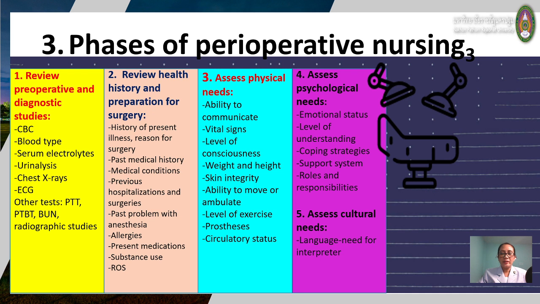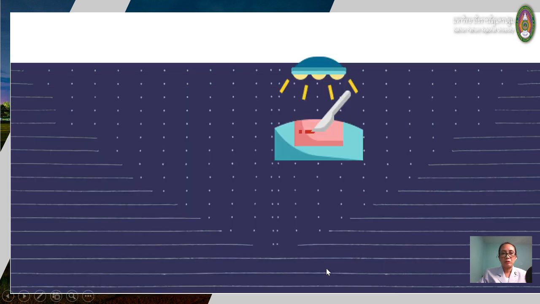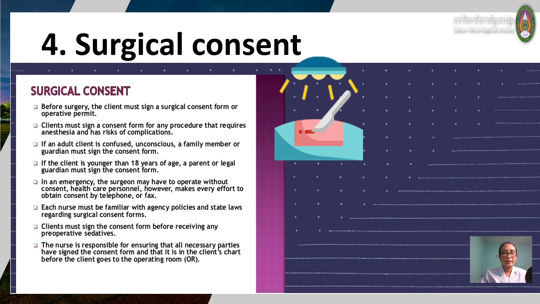For the psychological needs, this is very important. We have to assess the emotional status of the patient, their level of understanding, how they cope. Support system, this includes their family members, and the roles and responsibilities of the patient and other significant others present. And then the last one is the cultural needs. A language interpreter is much needed if the patient is foreign, or if the patient has a language barrier and doesn't understand the local language of the hospital care facility where the patient is being admitted for a surgical procedure.